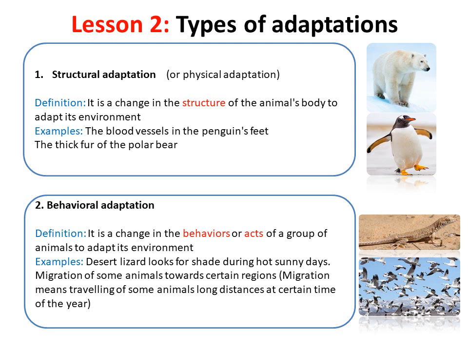Also, another example of behavioral adaptation is migration. What's the meaning of migration? Migration means traveling of some animals a long distance at a certain time of the year to a certain place. But why do they travel from one place to another? When the environment where they live is extremely hot, or there is a lack of food, or a lack of water, so they have to survive.